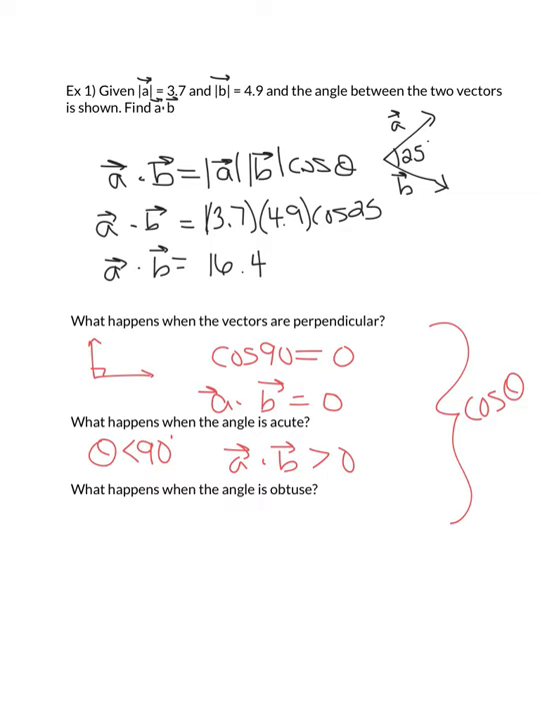Now the exact same thing for the last part. What happens when the angle is obtuse? Well, that means that our angle is going to be between 90 and 180, so it's going to be in quadrant 2, and we know that cos of anything in quadrant 2 is going to be negative. So A dot B is going to be less than 0.